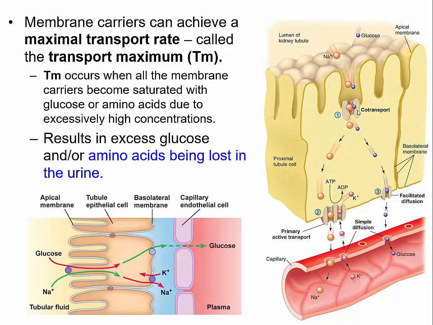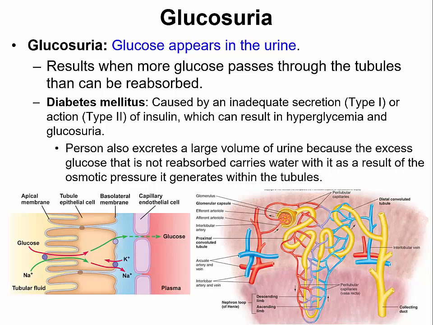At that point, if that glucose gets through the proximal convoluted tubule and into the descending limb of the loop of Henle, there are no more transporters for glucose, and it's going to wind up in the urine. So you want to make sure you star that transport maximum, or TM. That occurs when all the membrane carriers become saturated with glucose or amino acids due to excessively high concentrations. This results in excess glucose and/or amino acids being lost in the urine. When you have glucose in the urine, we call it glucosuria. This results when more glucose passes through the tubules than can be reabsorbed.